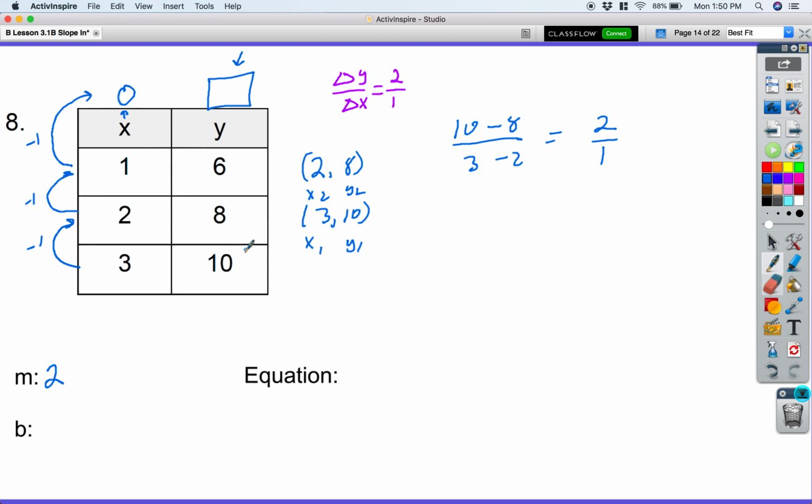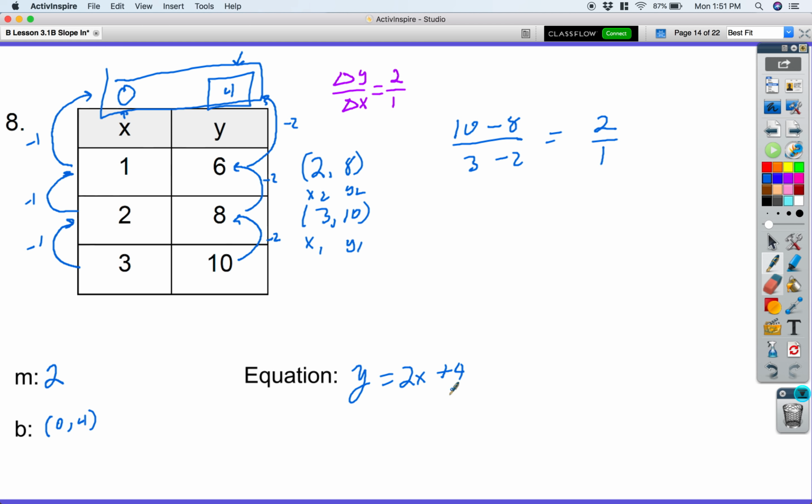So if I follow the same pattern on this side, I go down 2 to get to 8, down 2 to get to 6, and I would go down 2 again to get to 4. So that's my b value. Remember, when your x is 0, your y value is your y-intercept. So that would be (0, 4). So now my equation is just y equals 2x plus a positive 4. Remember, this is your rate of change, your slope, and this is your b value, your y-intercept.